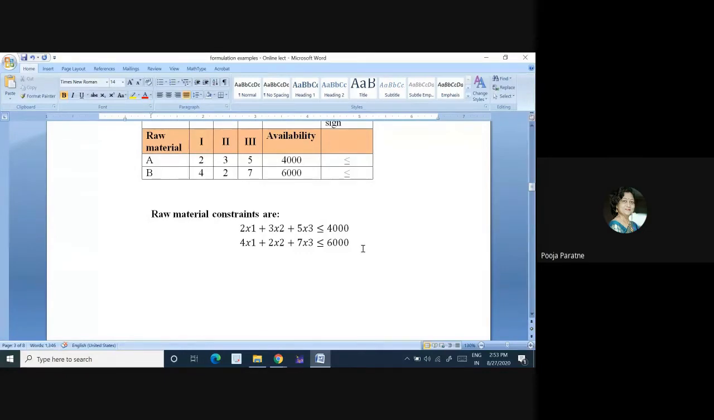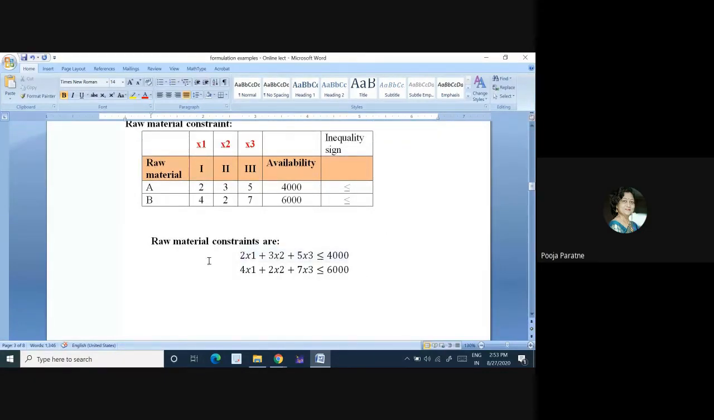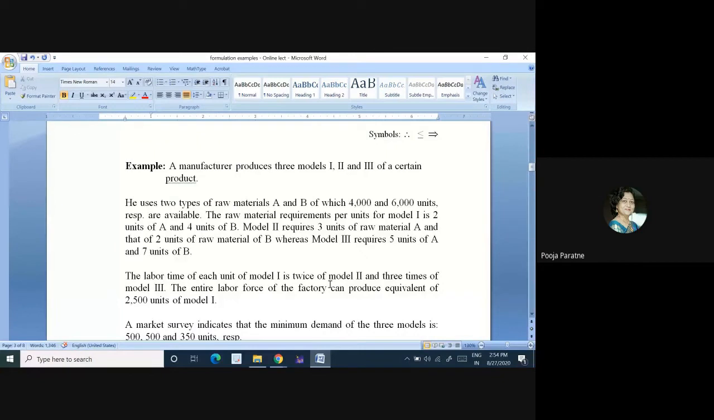So from this table, the first two raw material constraints we have written here: 2x1 plus 3x2 plus 5x3, meaning raw material A is required for models 1, 2 and 3, but the availability is 4,000. So here it is less than or equal to 4,000. In the same way, the second raw material constraint is 4x1 plus 2x2 plus 7x3 less than or equal to 6,000. So now we got two raw material constraints. Now we have completed the first paragraph.